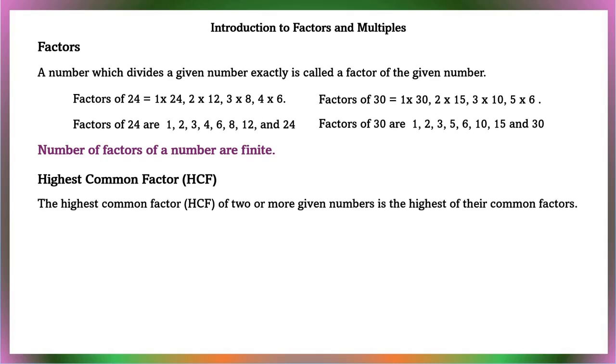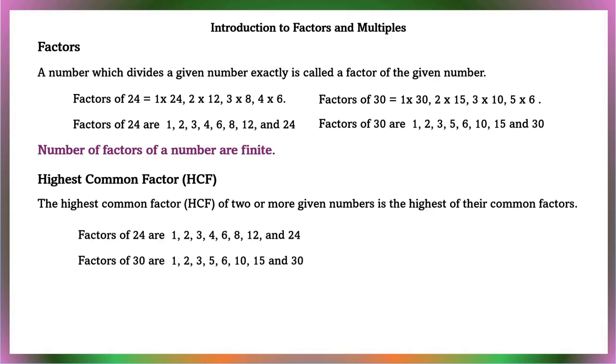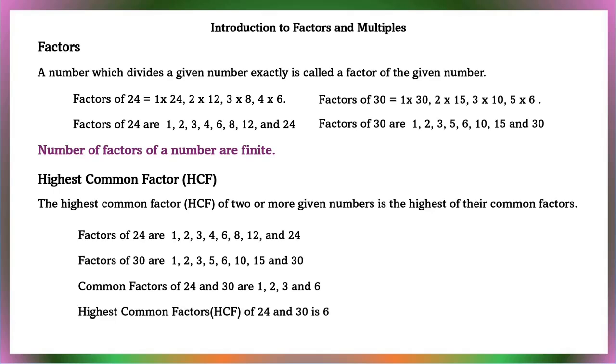Highest common factor. The highest common factor of two or more given numbers is the highest of their common factors. For example, the common factors of 24 and 30 are 1, 2, 3 and 6. Now, the highest of these common factors is 6. Therefore, the HCF is also 6.